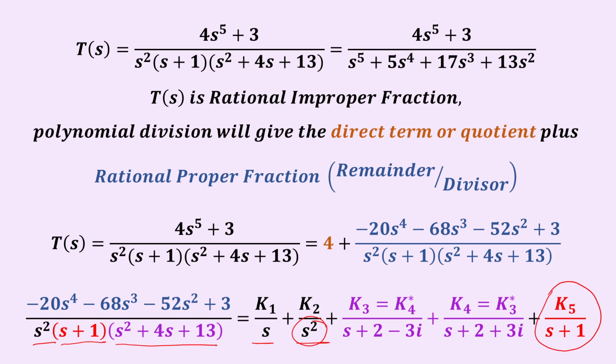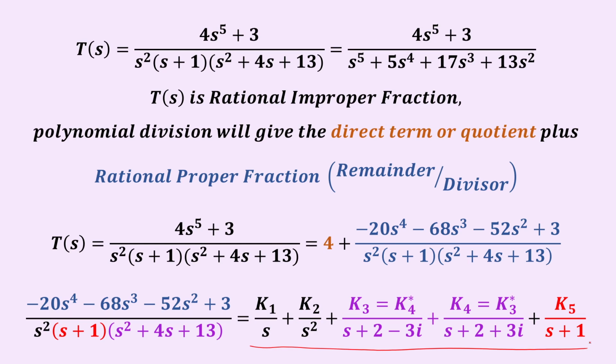Then in purple we have a quadratic equation, and this quadratic gives rise to a complex conjugate pair. So we have the poles as complex conjugate pairs, and the residues of this pair are also a complex conjugate pair in themselves. So K3 is basically the complex conjugate of K4, and K4 is the complex conjugate of K3. If the poles are complex conjugate, then their residues are also complex conjugates of each other. So these partial fractions and their residues can be written and computed at any order.